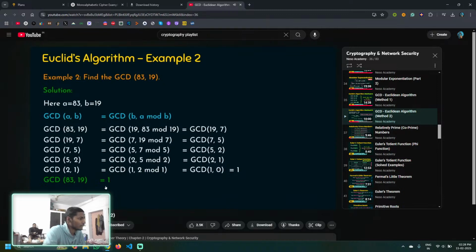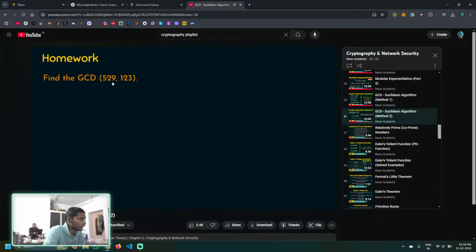Before we sign out, let's see the homework question. The question is, find the GCD of 529, 123. You can either follow method 1 or method 2. After solving this, I request you to post your answers in the comment section.